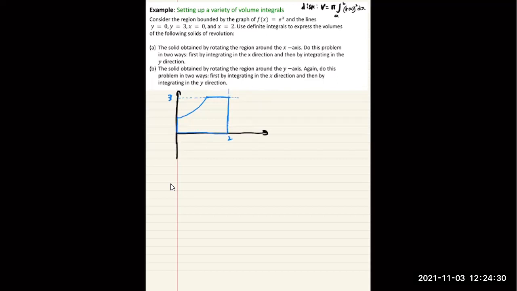In the first part, we are asked to rotate this region around the x-axis. If you rotate this region around the x-axis, you will get a picture like this. Okay, this is a solid, the solid obtained by rotating this region about the x-axis. This whole thing is a solid. Now we need to find the volume of that solid.